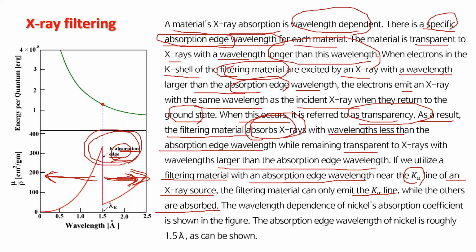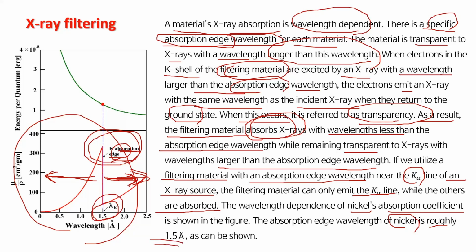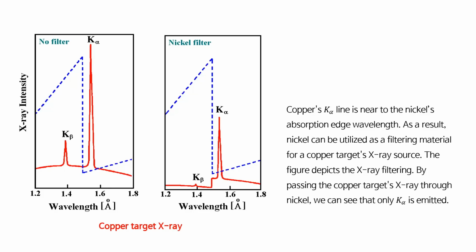The wavelength dependence of nickel's absorption coefficient is shown in the figure. This is nickel. The absorption edge wavelength of nickel, this filtering material, is roughly 1.5 angstrom. So the copper's K alpha line is around 1.5 angstrom, which is close to the absorption edge of the nickel, which was shown in the previous slide. So copper's K alpha line is near to the nickel's absorption edge wavelength.